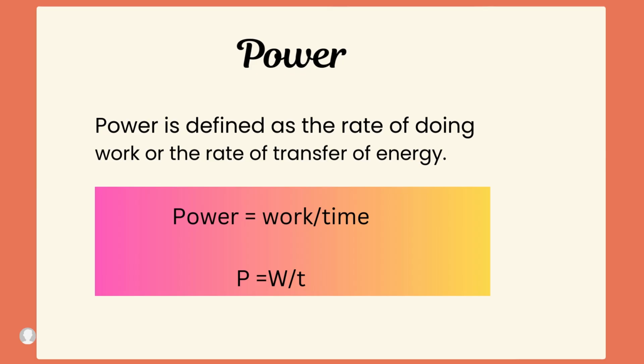Our last topic is power. Power is defined as the rate of doing work or rate of transfer of energy. Power can be found out by using the formula work divided by time.